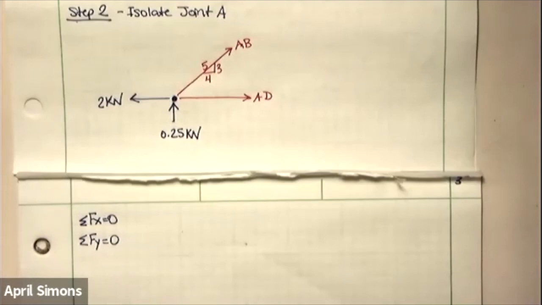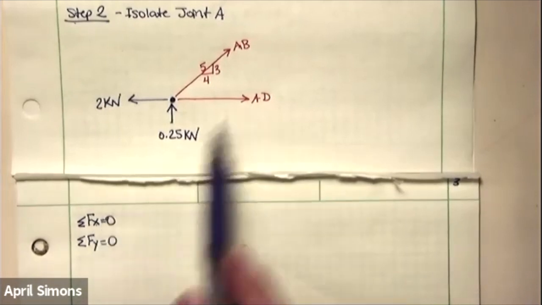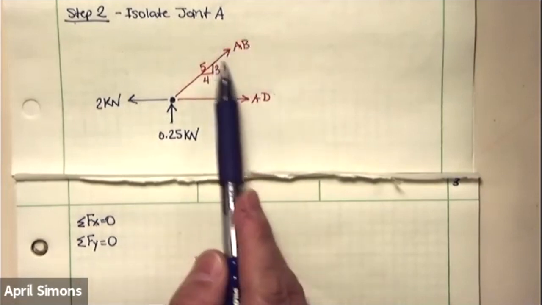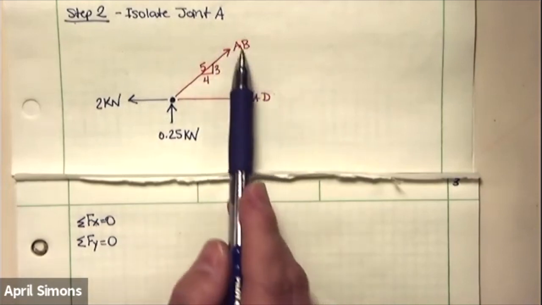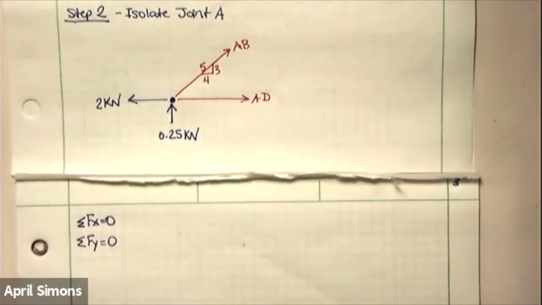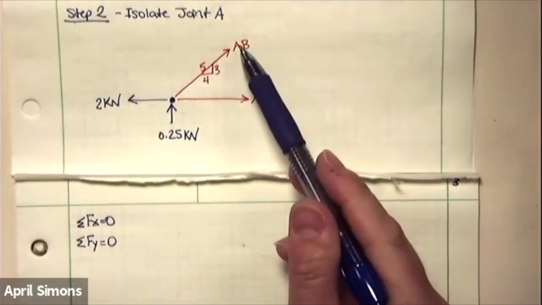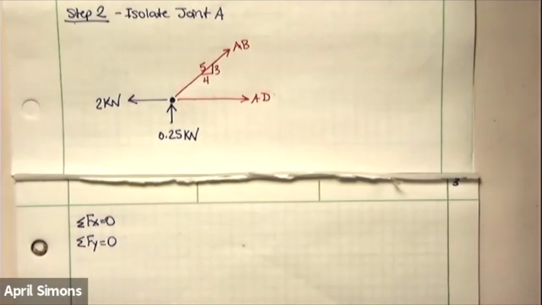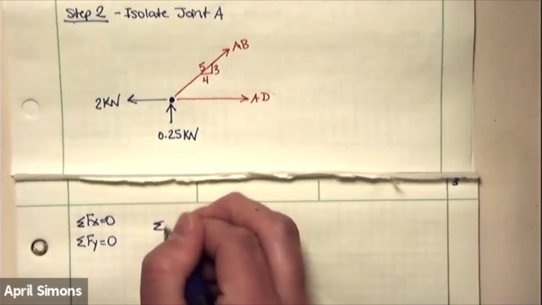So in this case, if we were to start with summing the forces in the X, we have AD, we have 2 kilonewtons, and we have the X component of AB. So we have 2 unknowns in the X direction. But if we were to take forces in the Y, we have the known force here and the Y component of AB. So if we start with taking forces in the Y, in this case, we'll get an answer and we won't end up with an equation. So again, if you start with the X, there's nothing wrong with that. You'll just end up with an equation and you'll have to go back and substitute something in there. So let's start with summing the forces in the Y here.